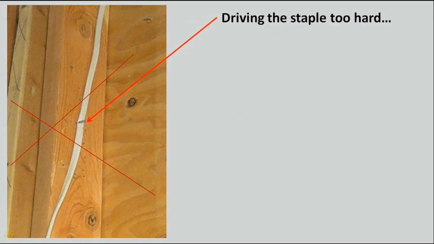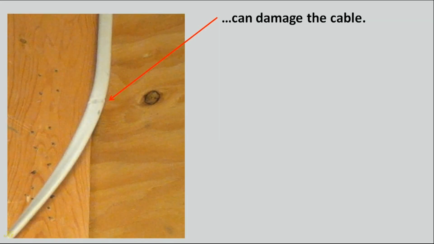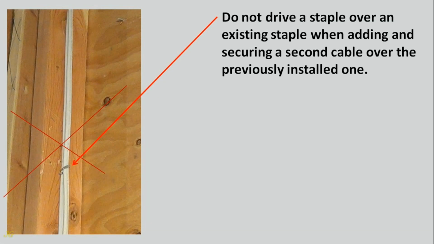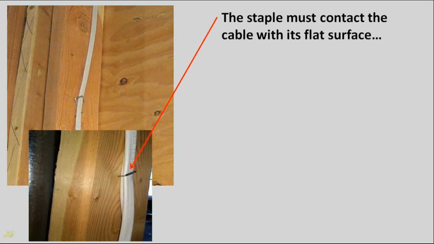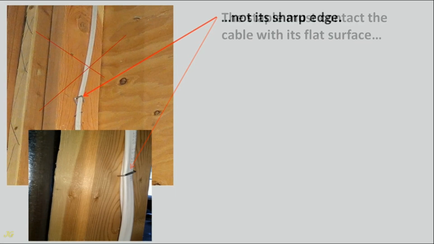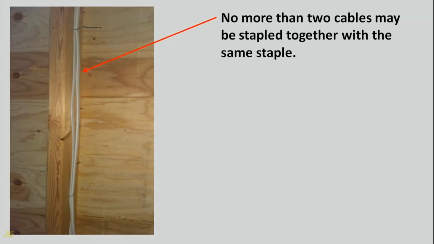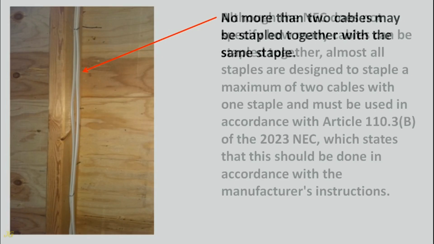Driving the staple too hard can damage the cable. Do not drive a staple over an existing staple when adding and securing a second cable over the previously installed one. The staple must contact the cable with its flat surface, not its sharp edge. No more than 2 cables may be stapled together with the same staple.